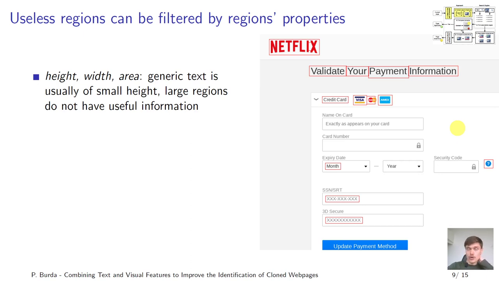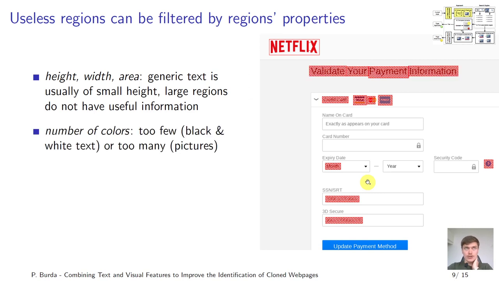To do that, we can act on the properties of those regions. The most straightforward property is the size of those regions. So, for example, small size or small height elements are most probably text, so we are going to exclude them in this way. Also, the number of colors is a good indicator for excluding regions. So if there are too few colors, like in black and white text, we can exclude those. And if there are too many colors, like in photos or pictures, we can exclude those as well.